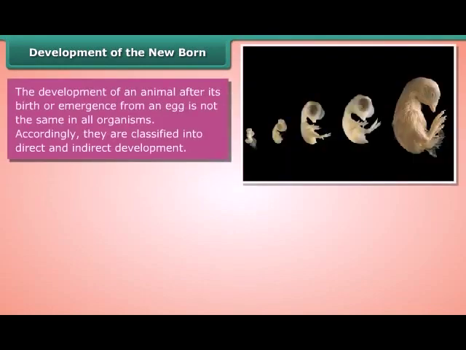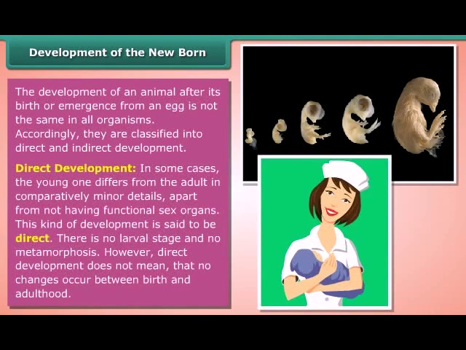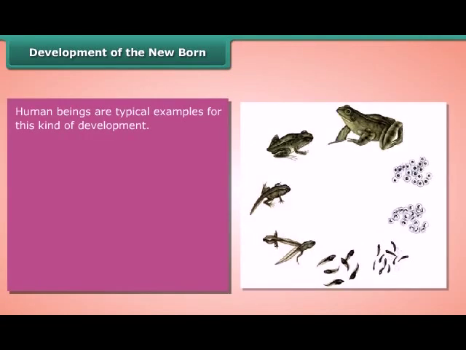Development of the newborn. The development of an animal after its birth or emergence from an egg is not the same in all organisms. Accordingly, they are classified into direct and indirect development. Direct development. In some cases, the young one differs from the adult in comparatively minor details, apart from not having functional sex organs. This kind of development is said to be direct. There is no larval stage and no metamorphosis. However, direct development does not mean that no changes occur between birth and adulthood. Human beings are typical examples for this kind of development.